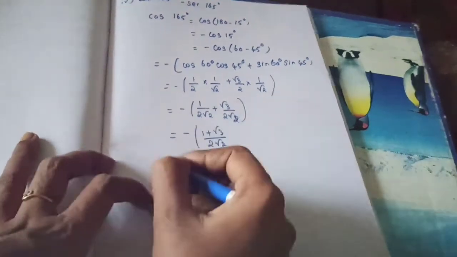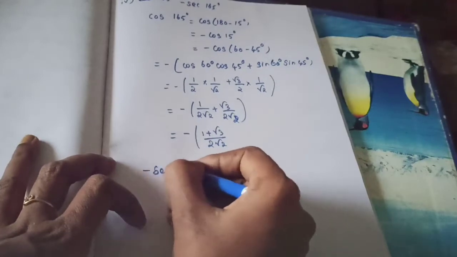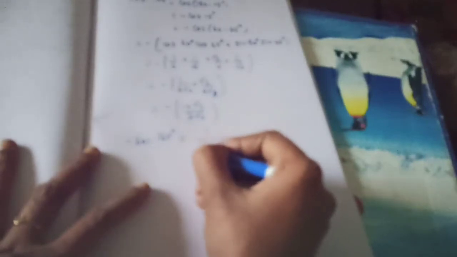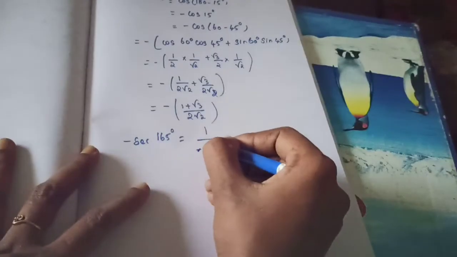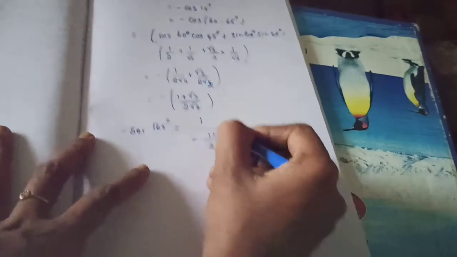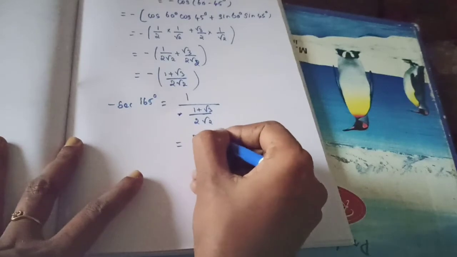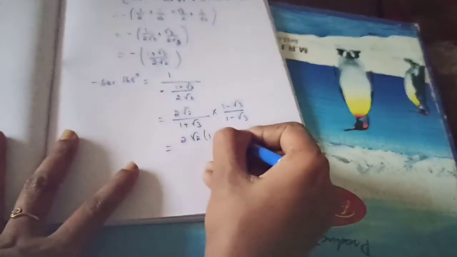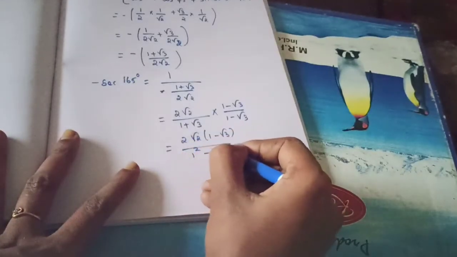Okay. So now you know the value, we need the value for secant 165. That's equal to 1 by the value. Okay. So here minus is there, here also minus, so that will be changed. So 1 plus root 3 divided by 2 root 2. Take it as reciprocal: 2 root 2 divided by 1 plus root 3. Take the conjugate, 1 minus root 3, 1 minus root 3. So how much will you get? 2 root 2 into 1 minus root 3 divided by 1 square minus root 3 the whole square.